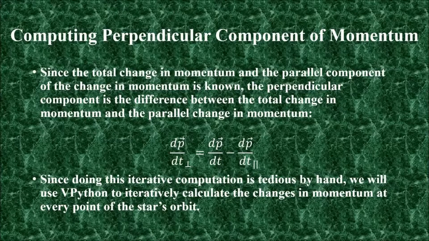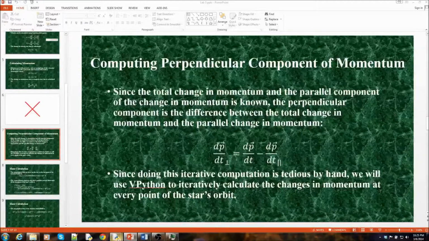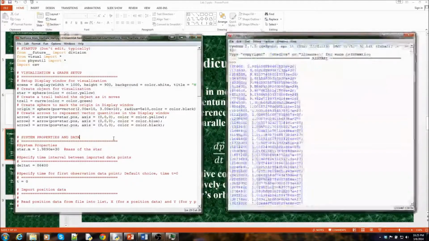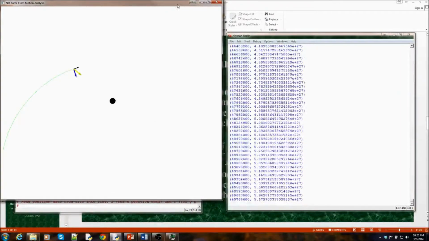Since doing this iterative computation is tedious by hand, you will use VPython to iteratively calculate the changes in momentum at every point of the star's orbit. The orbit of the star around the black hole is shown. The green line is the path of the star. The black arrow is the parallel component of the change of momentum. The blue arrow is the perpendicular component of the change in momentum. The yellow arrow is the total change of momentum.